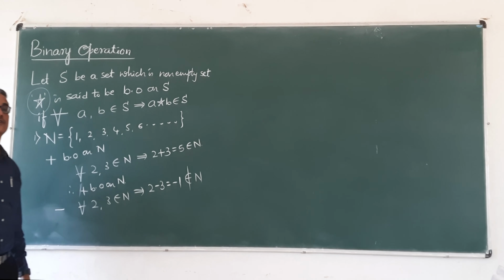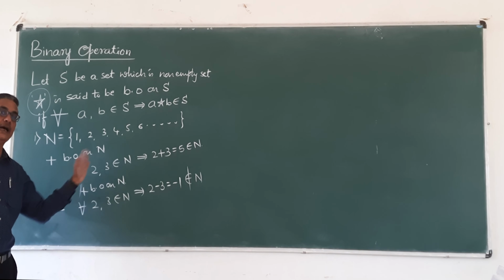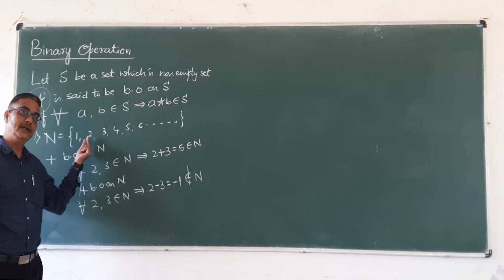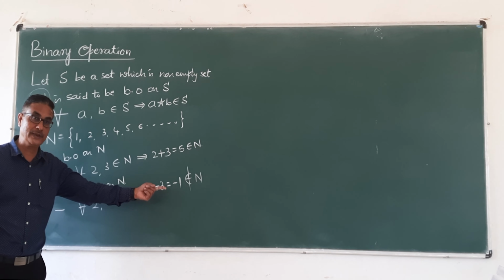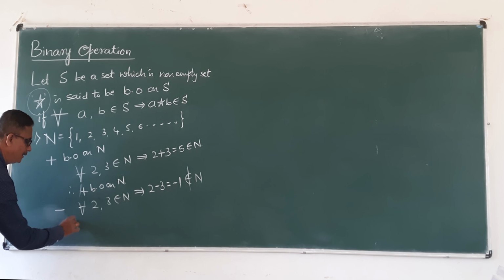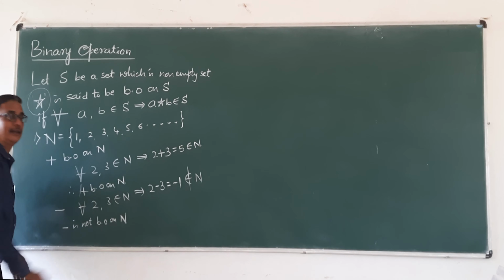No. Does not belong to natural number. If you take 3 and 2, okay. But if you take 2 and 3, for all elements, take 2 and 3. 2 minus 3 is minus 1. But is minus 1 a natural number? No. Therefore, subtraction is not binary operation on the set of natural numbers.